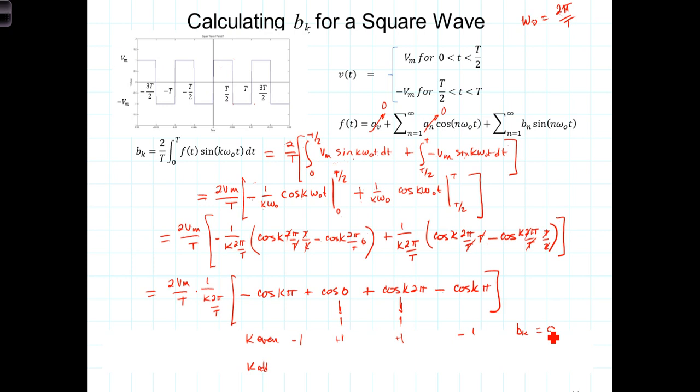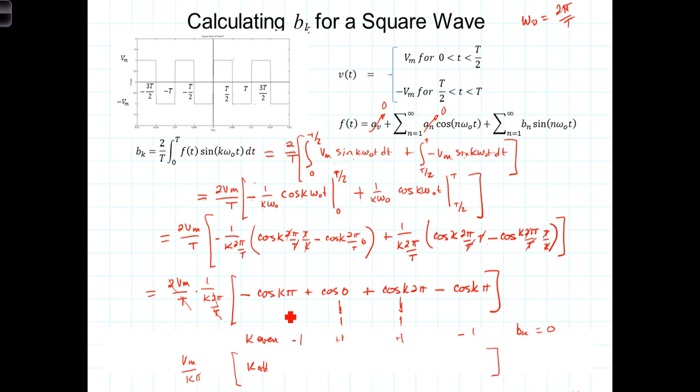Now, when k is odd, it's just a little bit different. Let's first of all clean this up a bit. I've got a t that cancels that t there. I've got a 2 that cancels this 2 here. So this term now becomes v sub m over k pi. That's just this coefficient out here in the front. It's going to be multiplying.